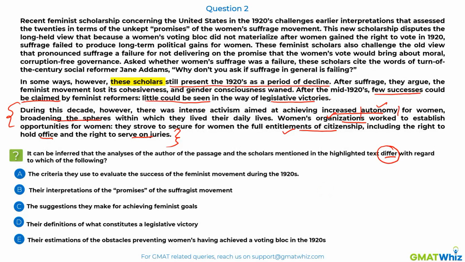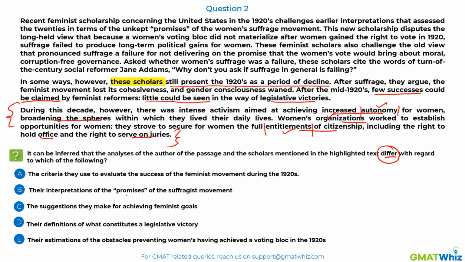Sorry, the author is using autonomy and entitlements as the criteria. The feminist scholars are just looking at gender consciousness, suffrage, and legislative victories as criteria. So I'm going to hold on to A. I don't know if A is the correct answer, but this is the way I would solve it in the exam. I don't have a reason to eliminate A.